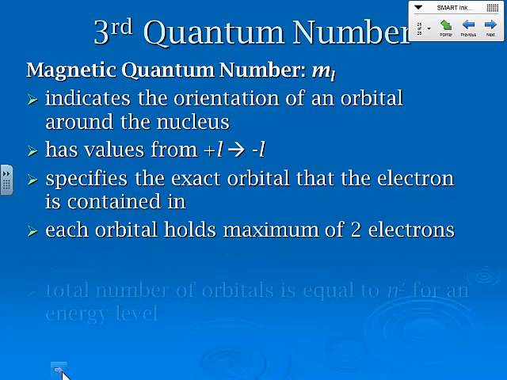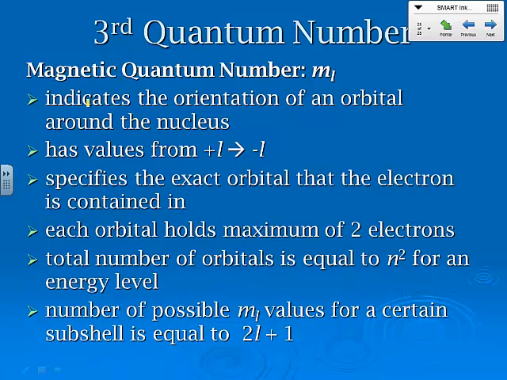Okay, the third quantum number is the magnetic quantum number. It indicates the orientation of an orbital around a nucleus. They have values from +l to -l, and it tells us which of the orbitals, where there's more than one option, that electron stays in, and there's 2 electrons per orbital. Total number of orbitals is equal to n squared for an energy level.